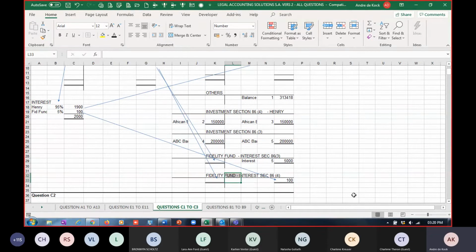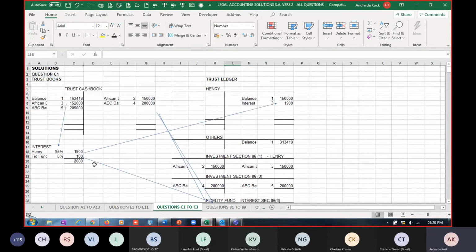Okay. Then the question says, you pay the beneficiaries the interest. So who do we owe interest to? Well, firstly, we owe Henry interest. So we pay him his interest. I do an EFT to Henry. Now I come and write up my books. Did money go in or out the bank account? It went out. So I credit the trust cash book and I debit Henry.